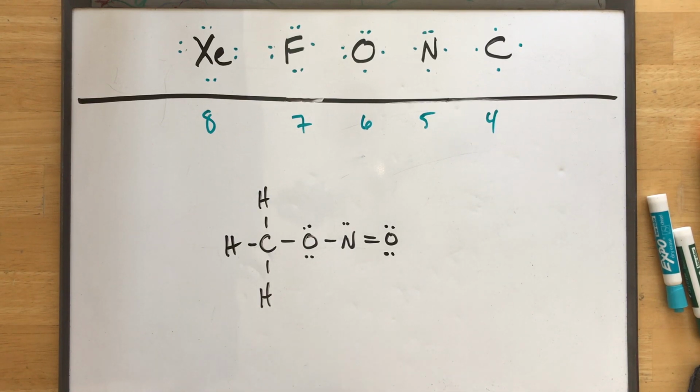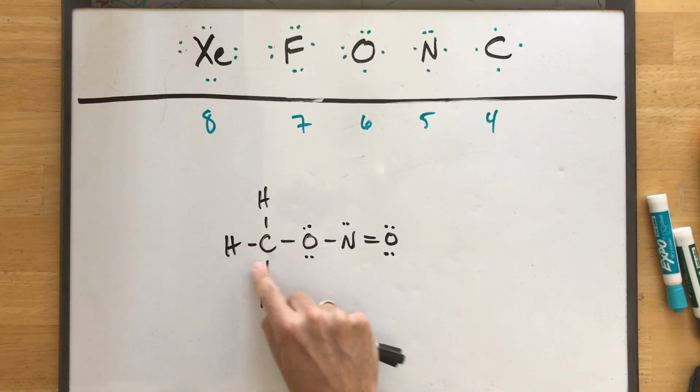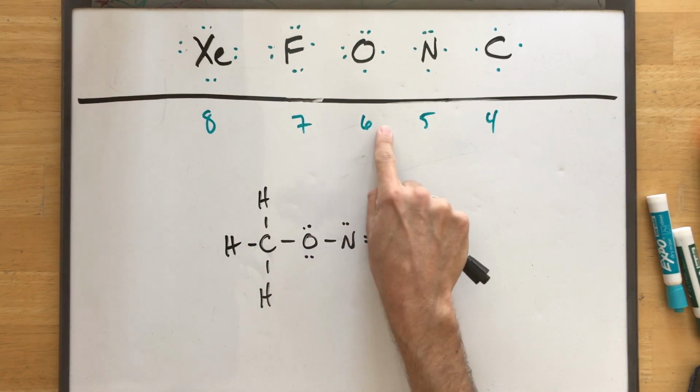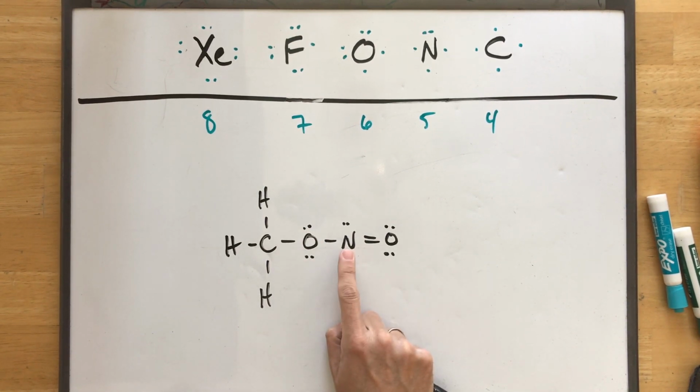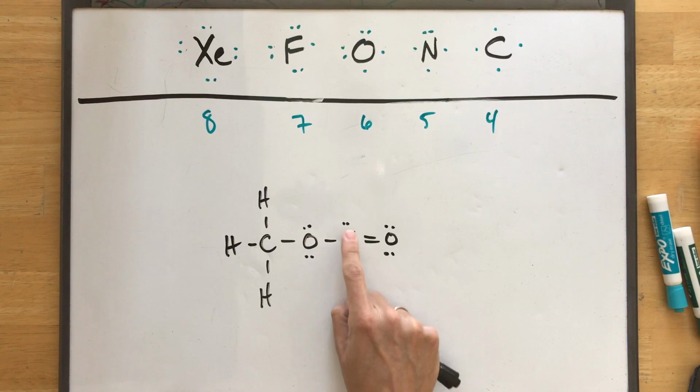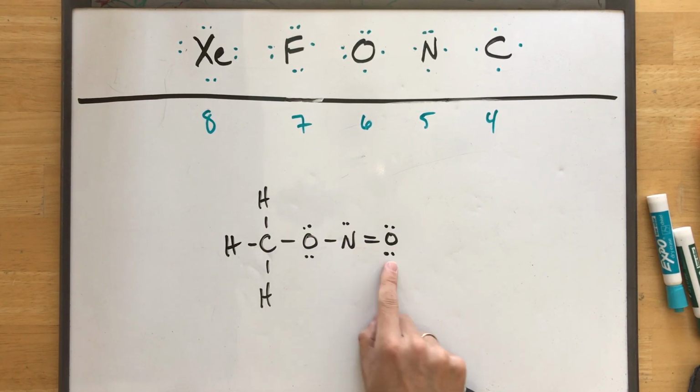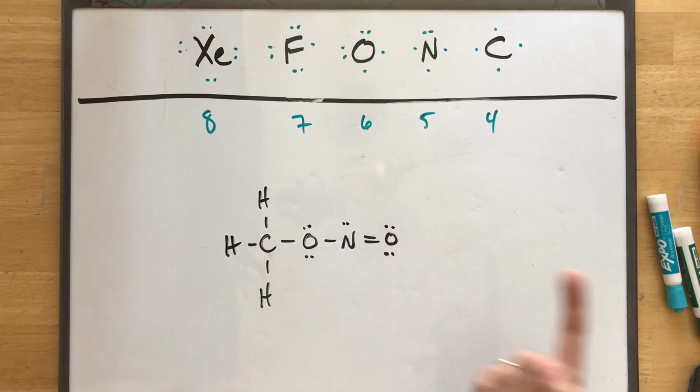Let's look at this one. Remember, hydrogen we don't worry about. That's always going to have 1 bond, so we're good with that. Carbon is 4: 1, 2, 3, 4. We're good on that. Oxygen is a total of 6: 2, 4, 5, 6. Okay, we're good on that one. Nitrogen is 5: 1, 2, 3, 4, 5. We're good on that one. And oxygen is 6: 2, 4, 5, 6. So that one is completely and totally neutral. And that's all you have to do.